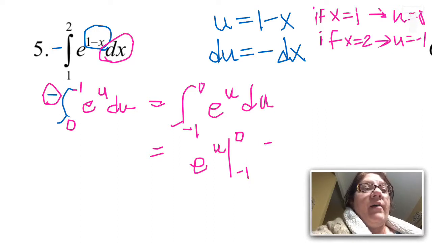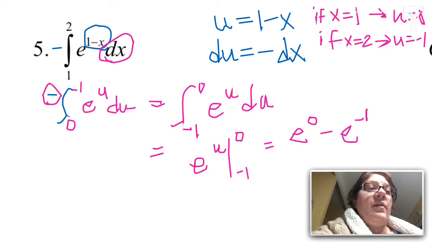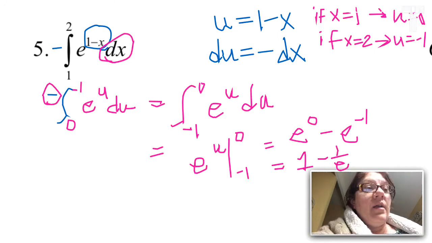So now I have u numbers, so I have e to the 0, wonder if anybody knows what that one is, minus e to the negative 1. So of course e to the 0 is 1 minus 1 over e. All done.